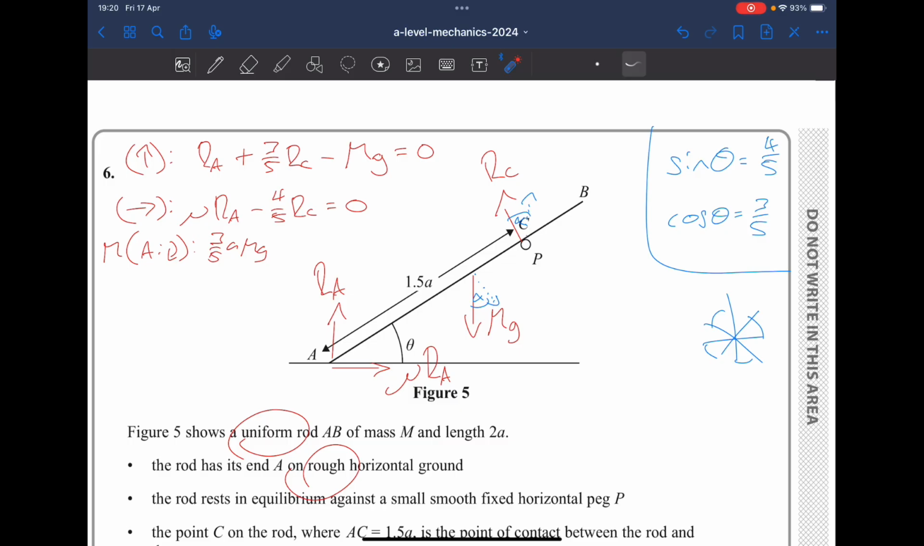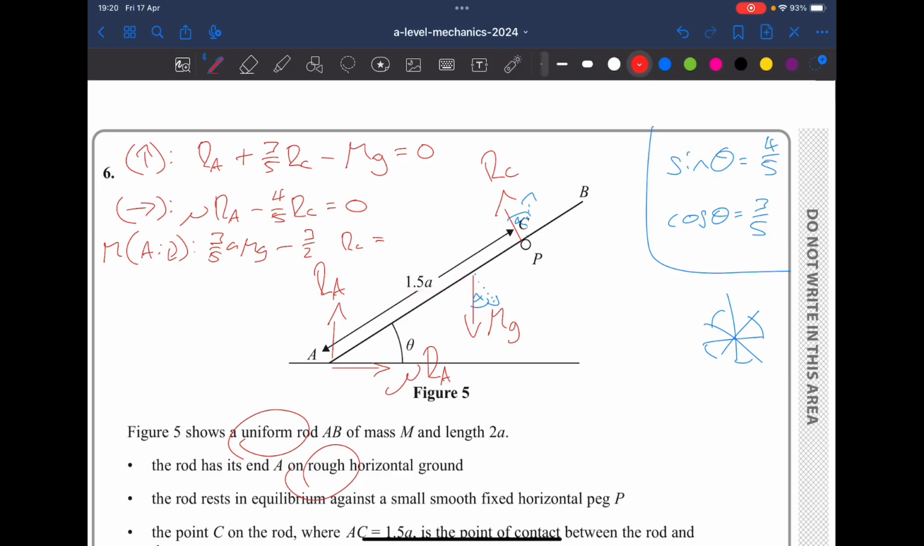Similar sort of thing then for the RC going the other way around. We're going to have 1.5a, so 3/2 a, times the value of RC. And again, do we need any component? No. This is already perpendicular, sticking out here. So we don't need any cos or sine or anything there. This will just equal 0. But we do need, again, a.